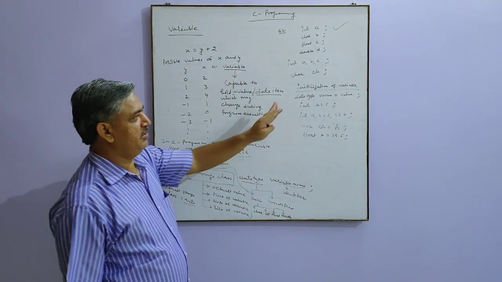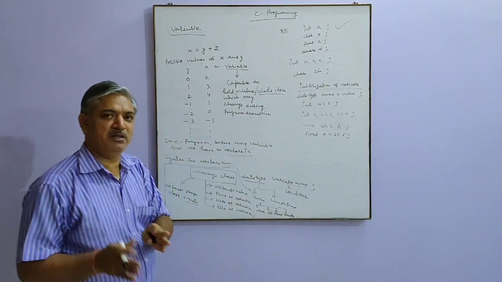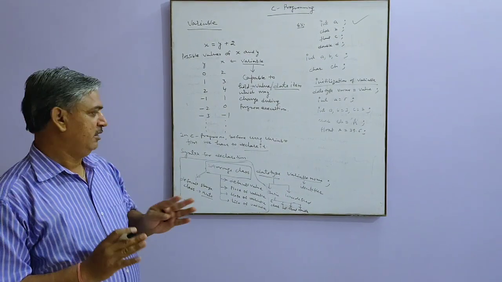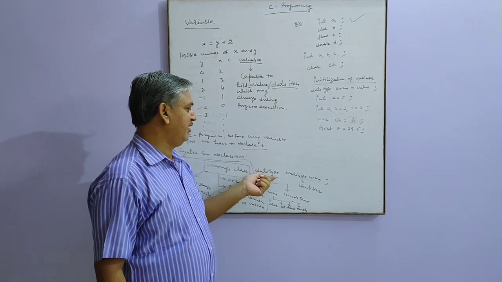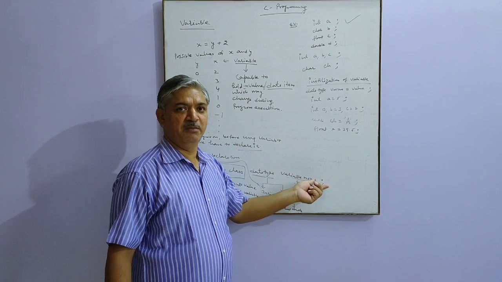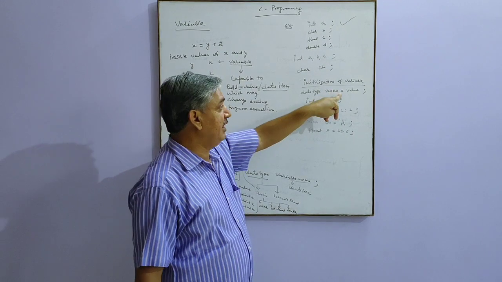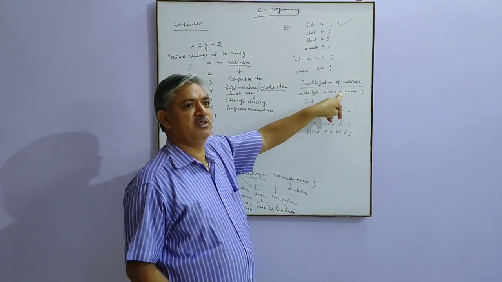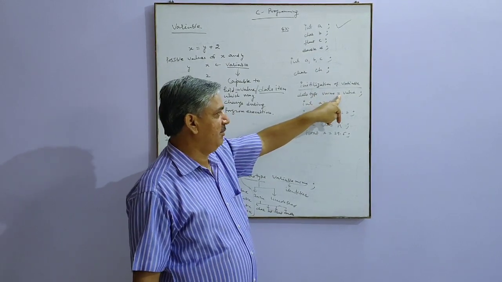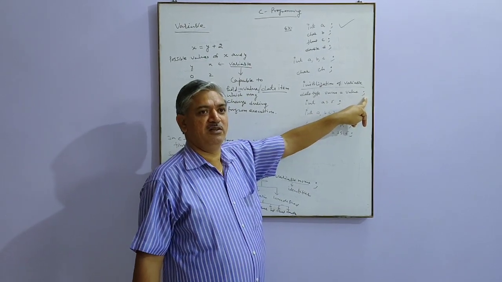Now, initialization of a variable. Initialization of a variable means assignment of a value to the variable at the time of declaration. The syntax for declaration is data type, variable name and semicolon. But initialization means data type, name of variable, then this symbol, which is called the assignment operator. Data type, variable name, then assignment operator, then value and semicolon. This is the syntax for initialization.